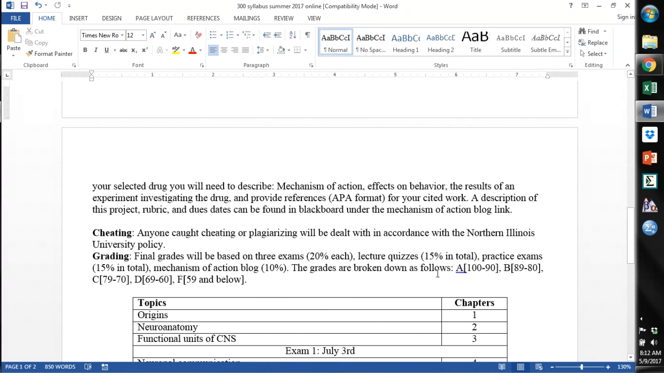And the grades are broken down as follows. An A, you have to get between 100 and 90%. A B is 89 to 80. A C is 79 to 70. A D is 69 to 60. And an F is anything below a 59.